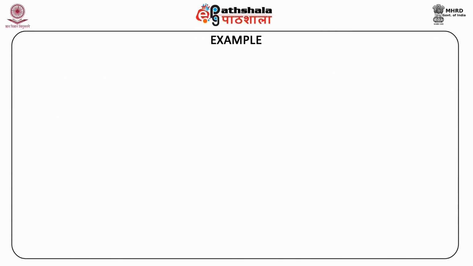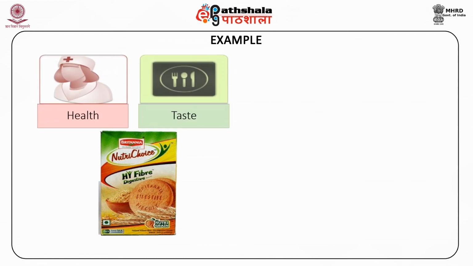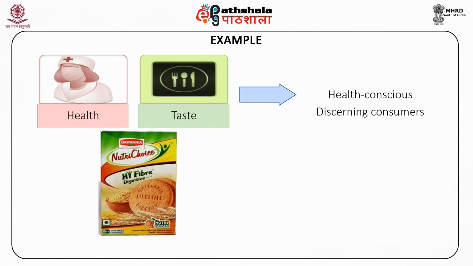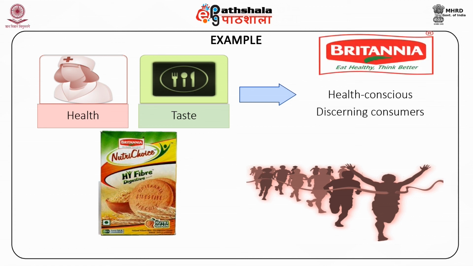Let us make this point clear with an example. Britannia NutriChoice has become a pioneer in the Indian biscuit market by offering the elusive combination of health with taste value proposition to an emerging set of health conscious and discerning consumers. This case study analyzes the evolution of the NutriChoice brand over the last decade and examines various strategies adopted by Britannia to grow the brand into its present market leading position.